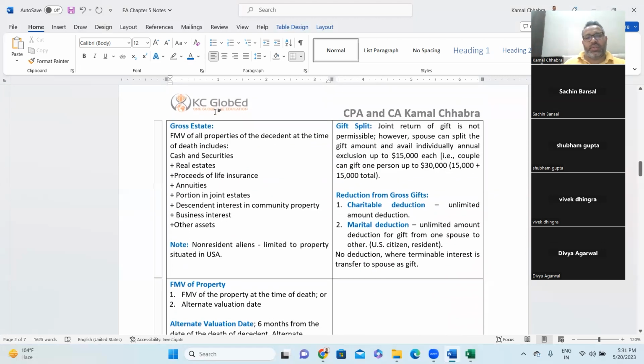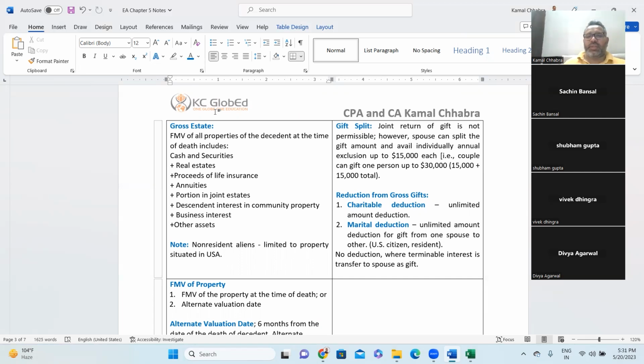So the gross estate includes the fair market value of all the property of the decedent at the time of death, including cash and securities, real estate, proceeds of life insurance, annuity, any portion in a joint estate, the decedent's interest in community property, business interest, or any other asset.